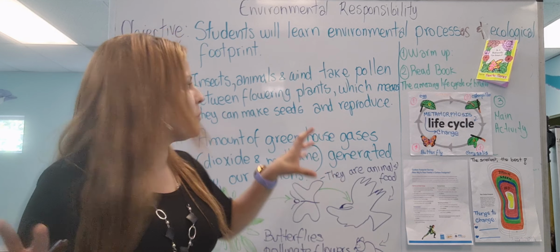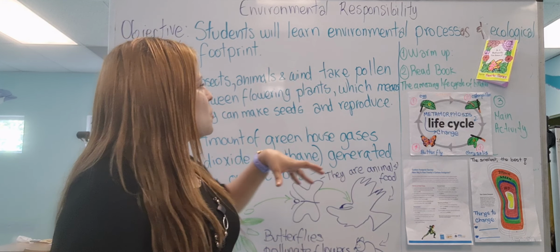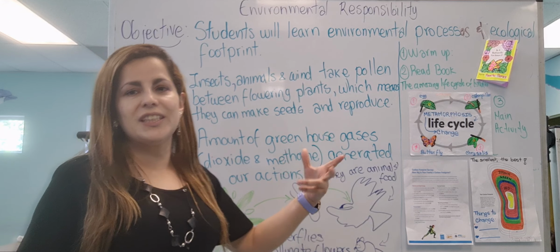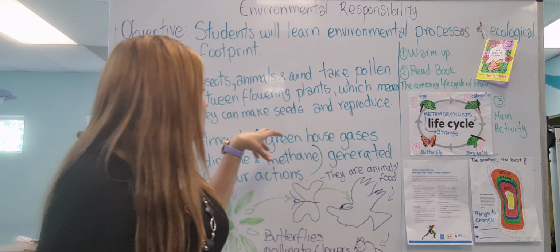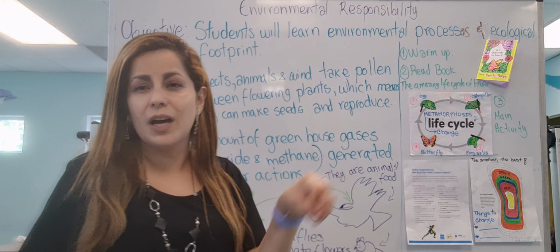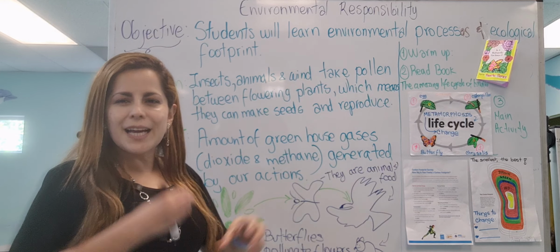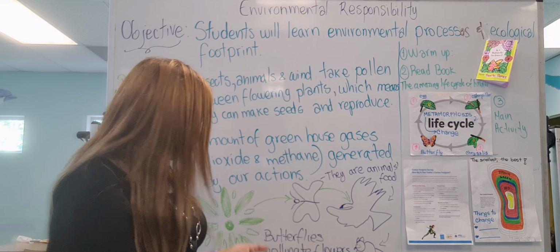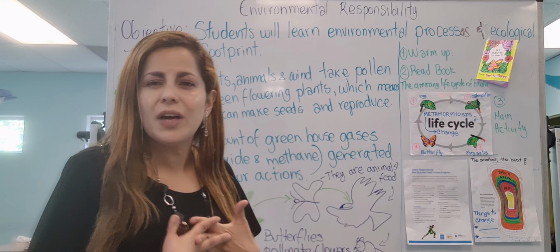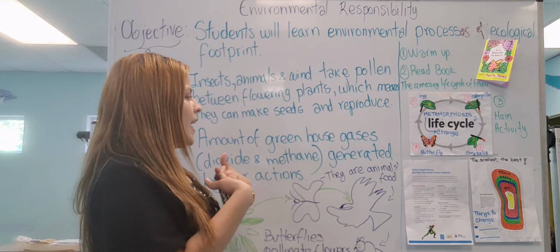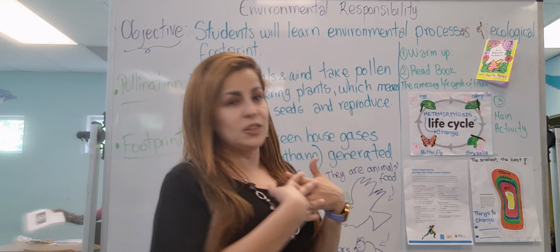They are quite different because in pollination, we can tell them that this is something that nature produces with the help of some animals and insects, because they take the pollen between the flowers so the plants can reproduce and have babies. And then the footprint is about the gases that we as human beings generate by our actions.